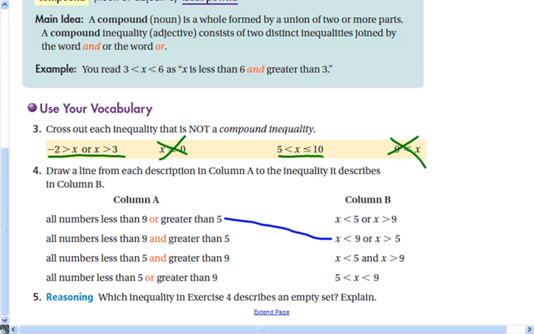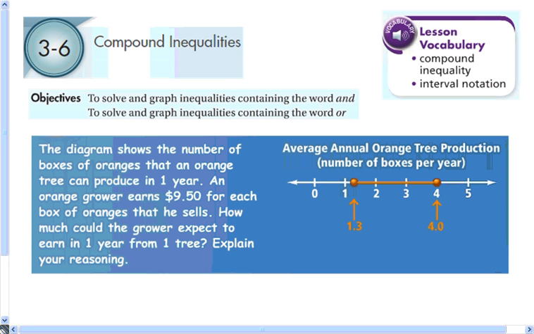All numbers less than 9 and greater than 5. So they have to be less than 9 and greater than 5. That would be the and statement there. All numbers less than 5 and greater than 9. That would be that one. All numbers less than 5 or greater than 9. That would be that one. All right, like I said, we're going to learn to solve and graph inequalities containing the word and, and solve and graph inequalities containing the word or.